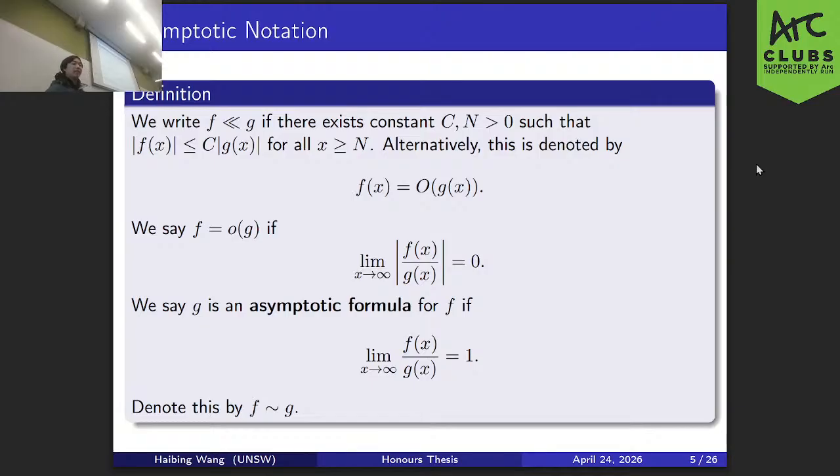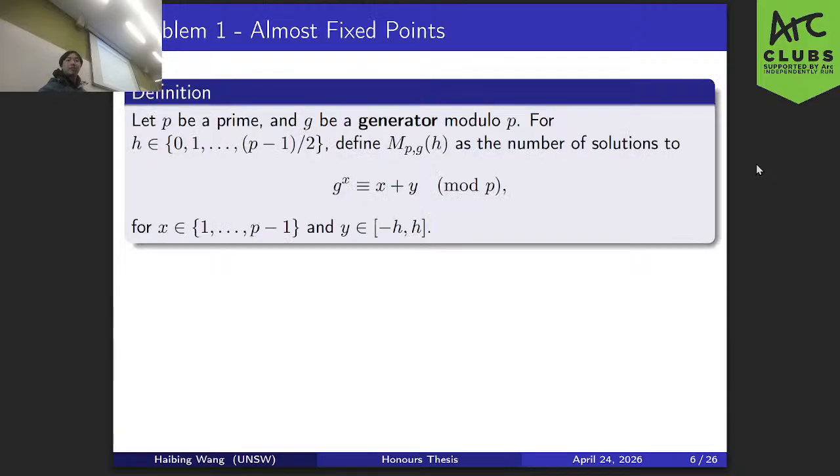Cool. And finally, we say that g is the asymptotic formula for f if the limit of f of x over g of x is 1, so that means they're basically the same size as x gets big. And we also denote this by f is approximately g.